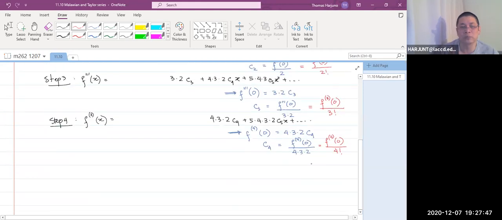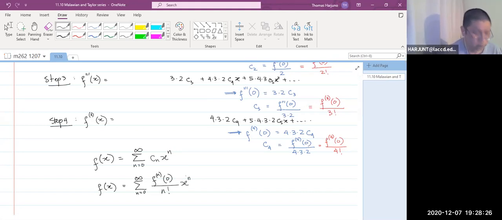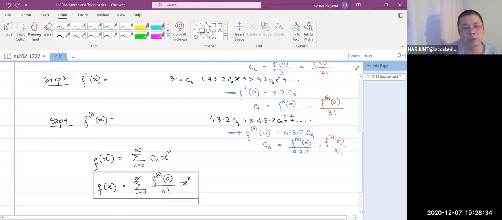So now, in general, remember we say that f(x) equals the summation for n from 0 to infinity of c_n x to the n, right? Now, we already have the formula for the coefficients, which is the nth derivative of the function at 0 over n factorial, times x to the n. Now we call this the Maclaurin expansion of the function. That's the Maclaurin series.